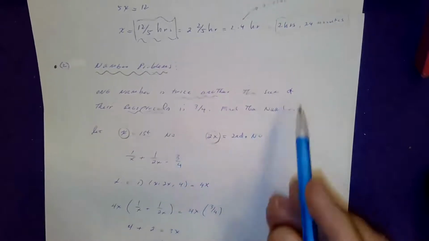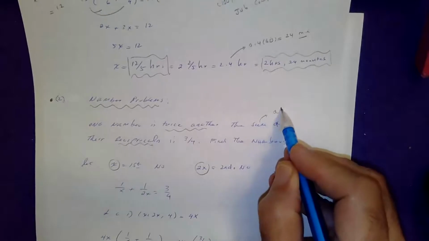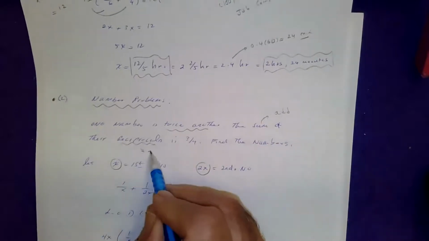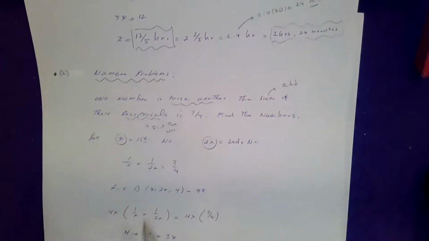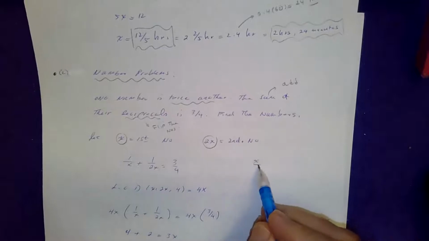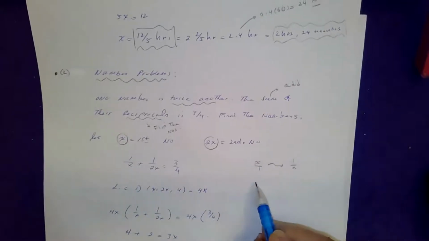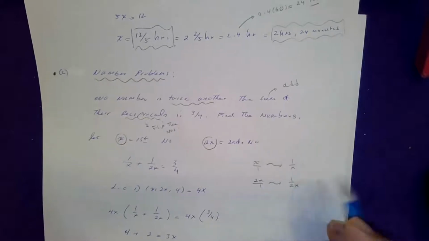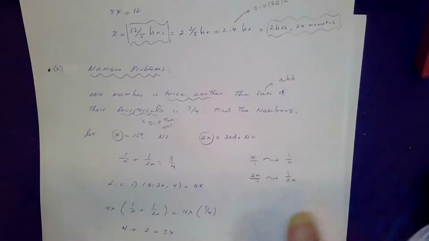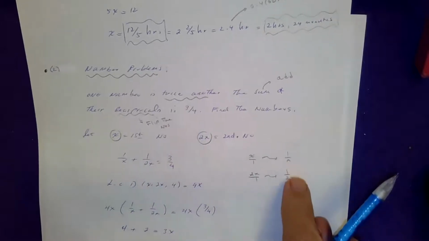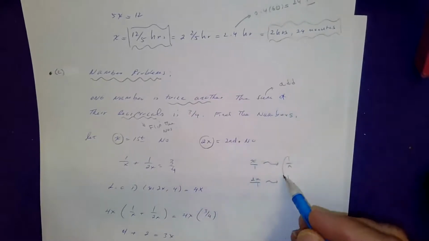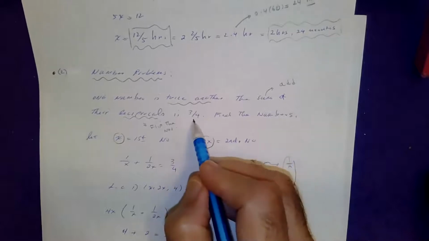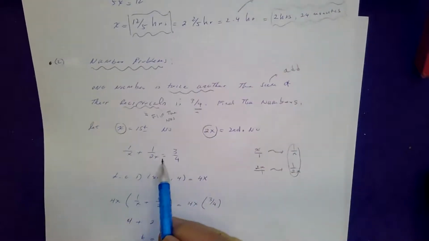It says the sum means add. Reciprocals means flip the numbers. So if you flip X over 1, you get 1 over x. If you flip 2x over 1, you get 1 over 2x. So these are called reciprocals of those two numbers, one of which happens to be twice the other. The sum, that means if you add these up, the answer should be 3 over 4. And that's how I got my equation.